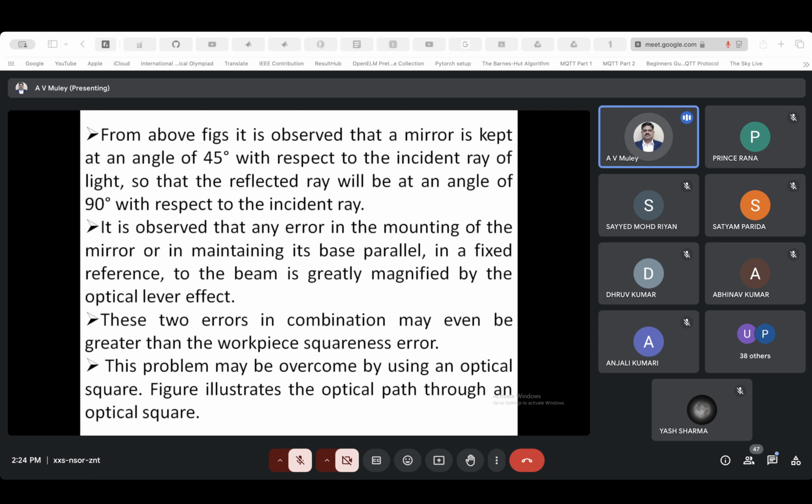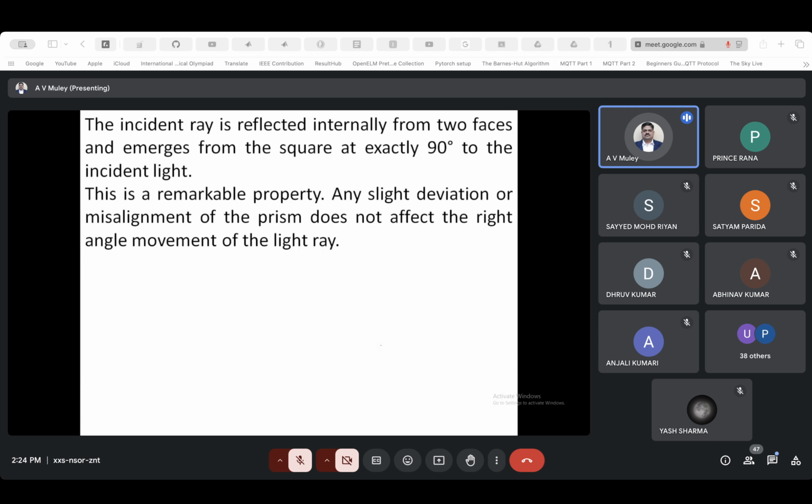This problem may be overcome by using the optical square. The figure illustrates the optical path through which an optical square works. As I showed you, it is 90 degrees. The incident ray is reflected internally from two faces and emerges from the square at exactly 90 degrees to the incident ray. This is a remarkable property, and slight deviation or misalignment of the prism does not affect the right angle movement of this particular light ray.